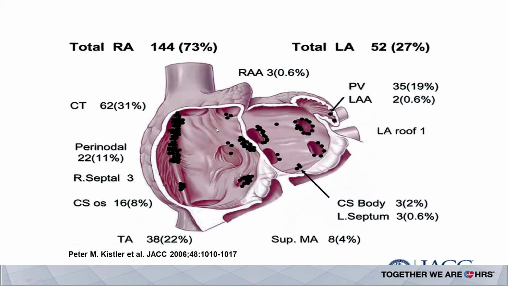And from this study, they estimated the percentage of focal atrial tachycardia, and they said that 73% of focal atrial tachycardia arise from the right atrium and 27% from the left atrium. And from the right atrium, the crista terminalis, perinodal tissues, right atrial septum, CS ostium, and tricuspid annulus are distributed as shown here. From the left side, we have the left-sided pulmonary veins, the CS body, the left septum, and also the superior mitral annulus.